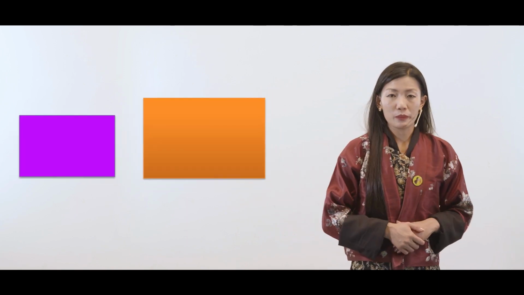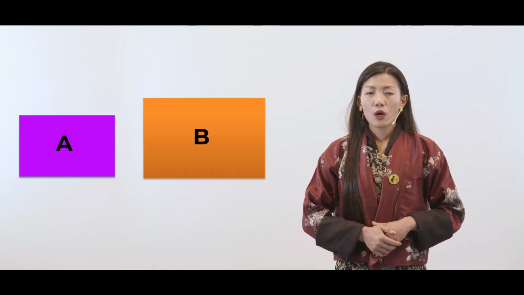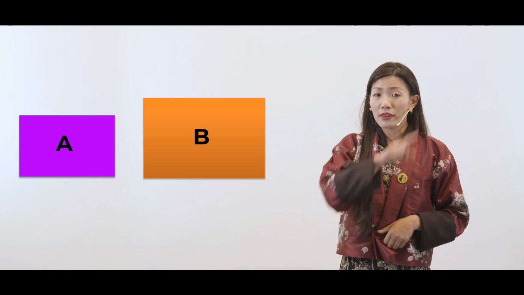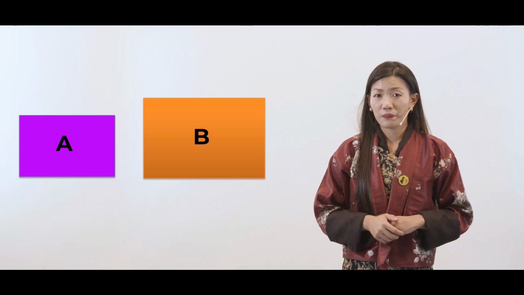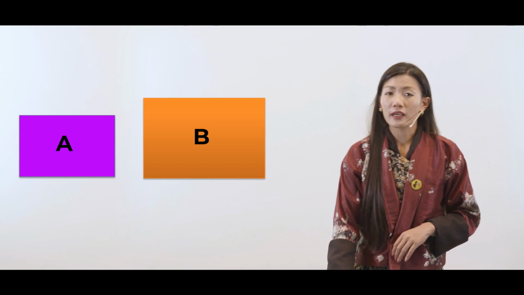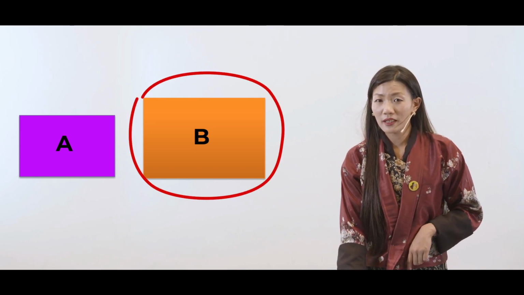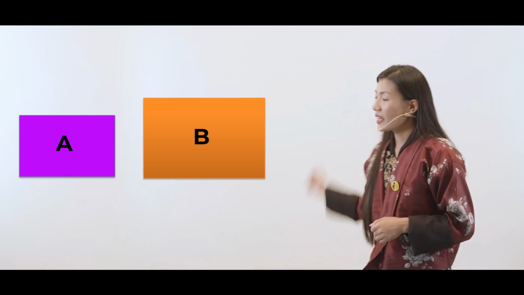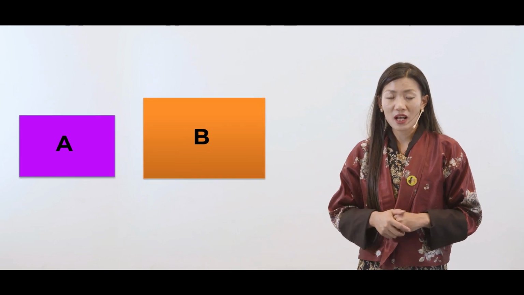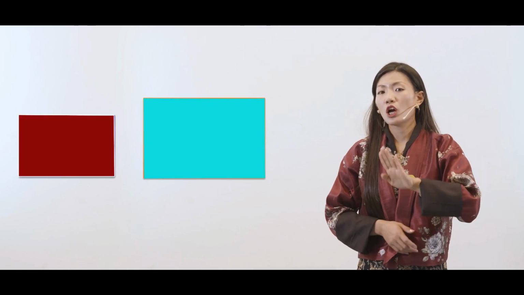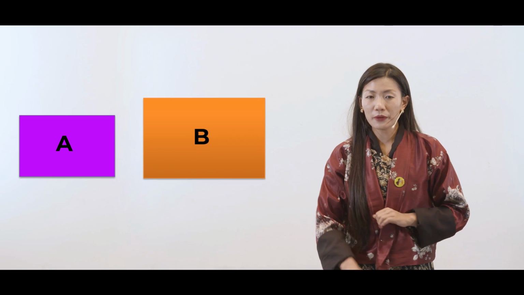All right then, now look at these two shapes. Which of these two shapes do you think covers the most surface, the most space? Look carefully. Shape B, right? So what did we just do? We compared the area of two shapes by just looking at the surface of the two shapes.